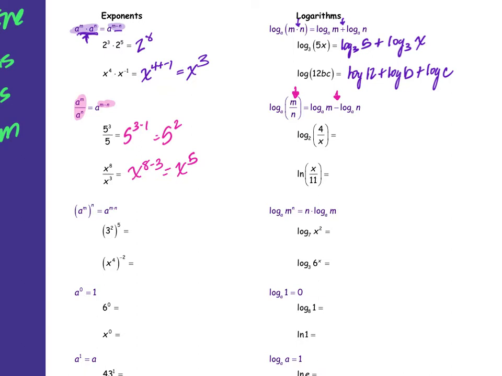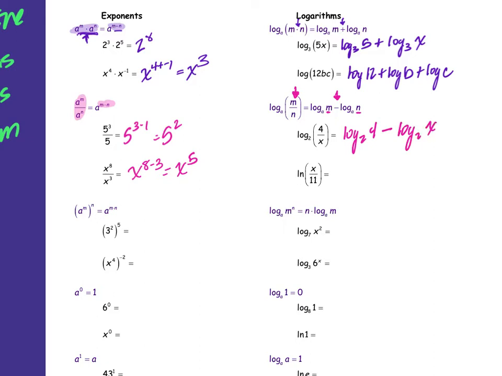Okay, so the numerator minus the denominator. When I subtract, notice it's log base a of m minus log base a of n. So it's the numerator minus the denominator. If I rewrite log base 2 of 4 divided by x, I would get log base 2 of 4 minus log base 2 of x.